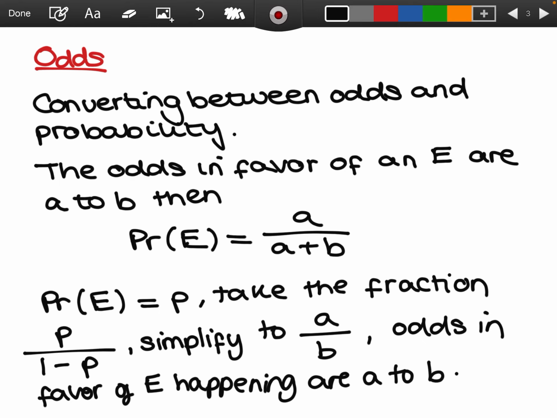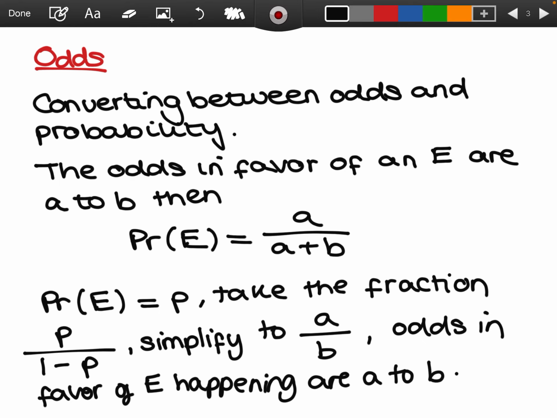Okay. So let's look at this again. If you are given the odds A to B, to then give you the probability of the event E happening, you take whatever the odd was in favour, the A, divided by the total number of outcomes, A plus B. So A out of A plus B times the event will occur.